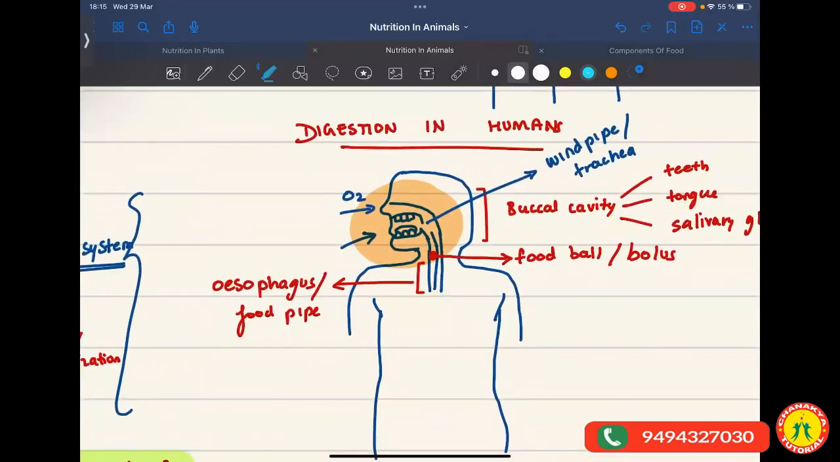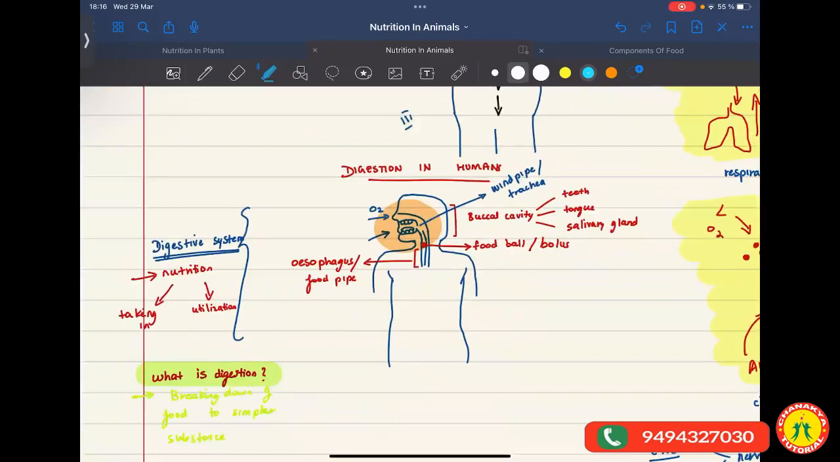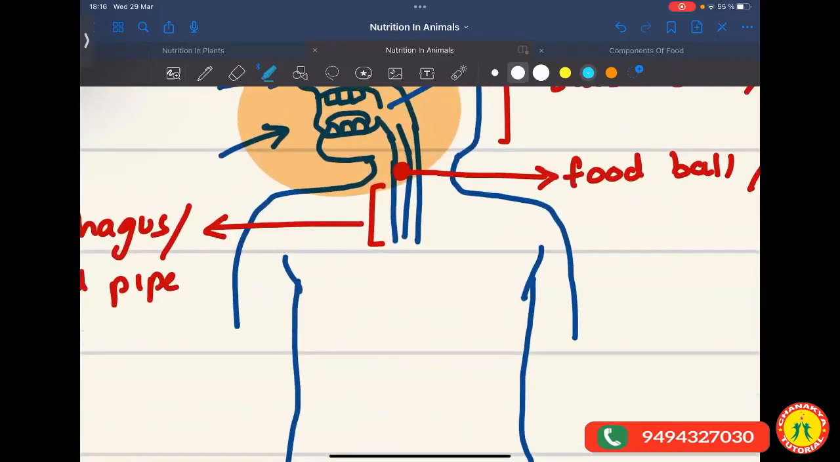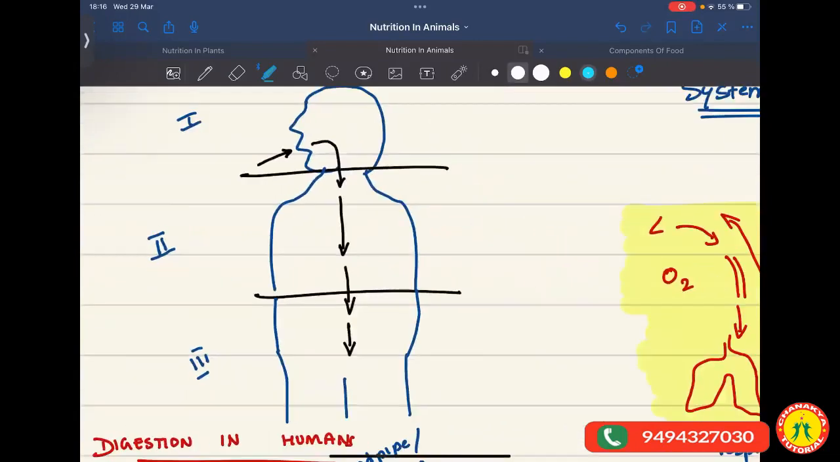Have you ever wondered what happens to the food inside your body? The food passes through a continuous canal which begins at the buccal cavity and ends at the anus. The canal can be divided into various parts and compartments. This canal that we're talking about, I'll just show it with my laser over this region.